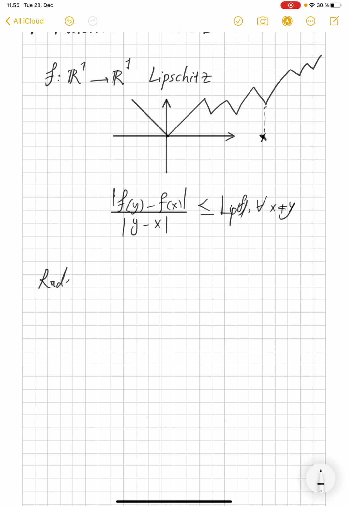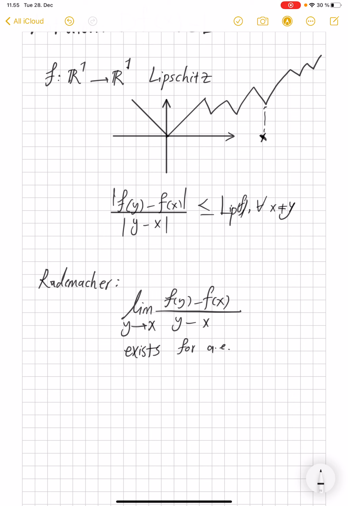Rademacher claims that under this condition, this limit, where you fix x and let y go to x, exists for almost every x. And that is why it's quite surprising. Just from the fact that the fractions are bounded, you deduce that the limits, the infinitesimal behavior, is controlled in the nicest way possible.